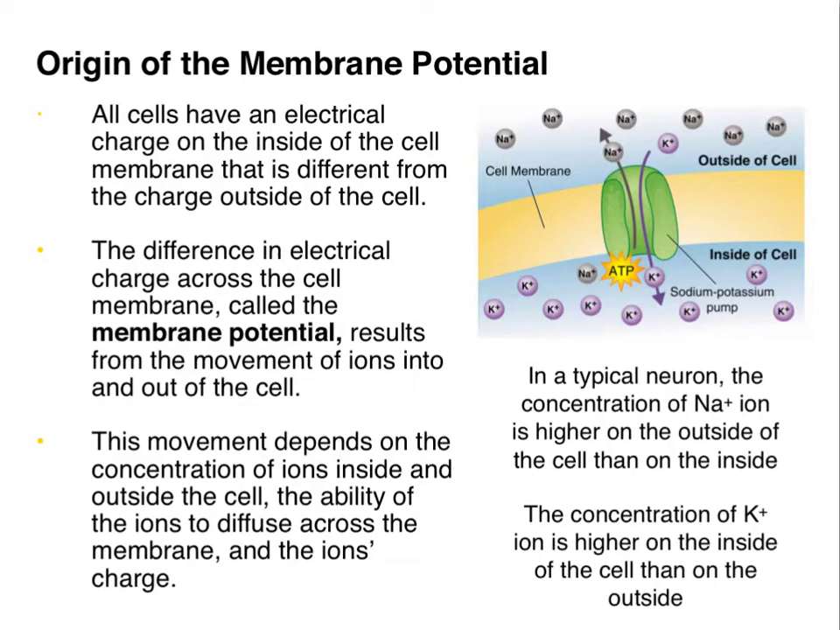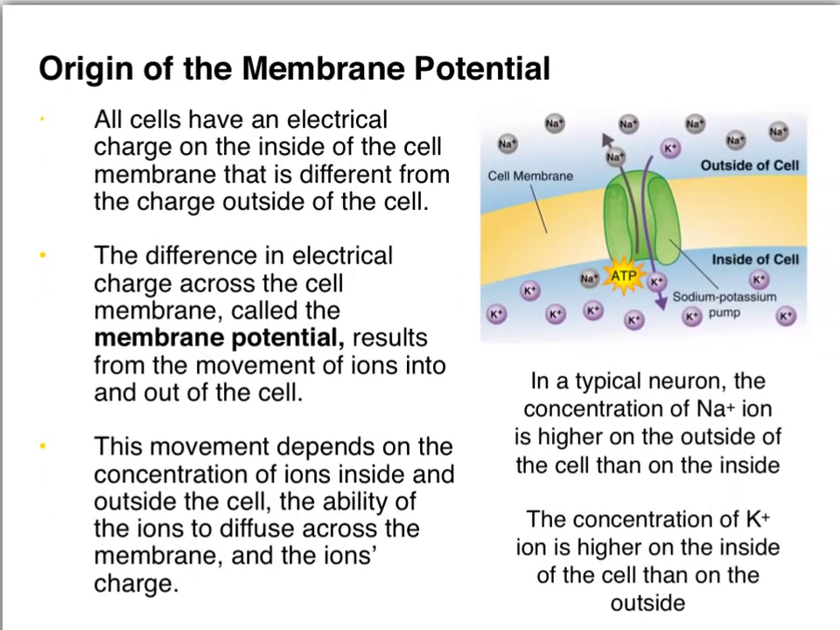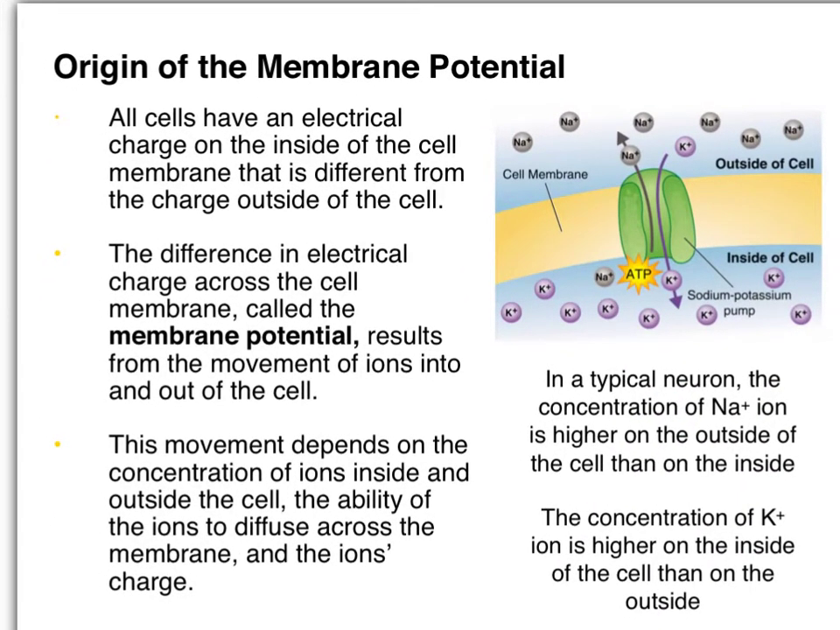Some tips to remember as we begin to work through this. In general, the concentration of sodium ion will always be higher outside of a cell, including most neurons, and the concentration of potassium ion is going to be higher on the inside of the cell, including most neurons. And we can see that generally depicted in this image.